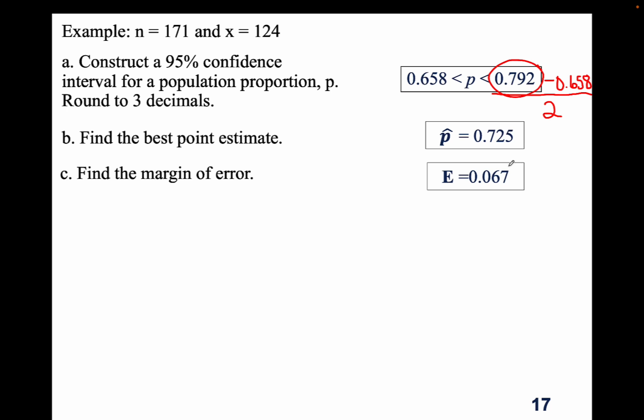If you're not getting 0.067, it may just be an error with the order of operations on your calculating technology. So pause the video and take your time, work with your technology, make sure you're doing upper limit less the lower limit. After the subtraction occurs, you're dividing by 2.